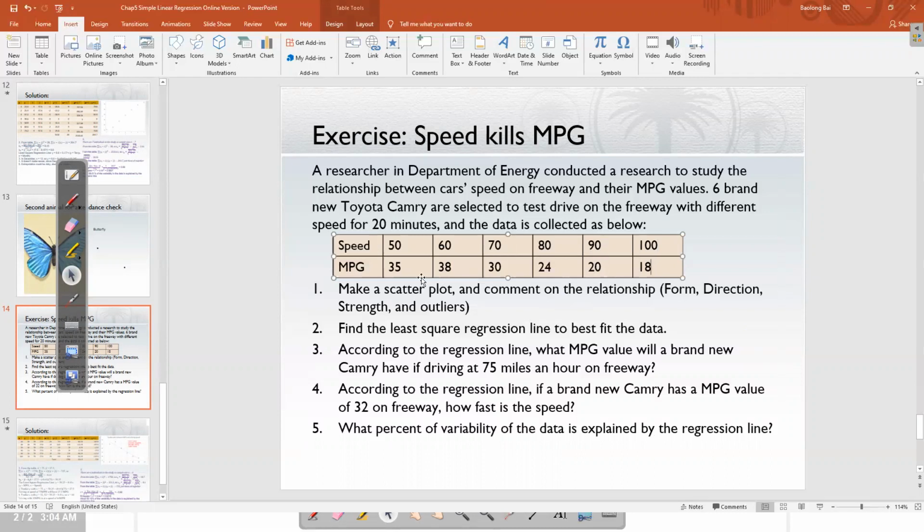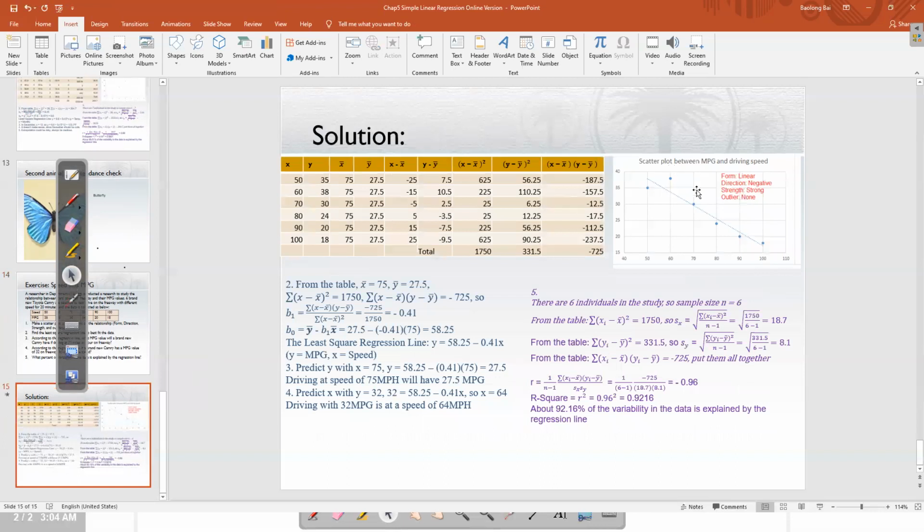So we know there is a relationship between the speed and MPG values. Then what is that relationship? And of course, we can describe it. We can use a graph to describe it, and that's a scatter plot, right? So the scatter plot shows a very good negative, strong linear relationship, right?